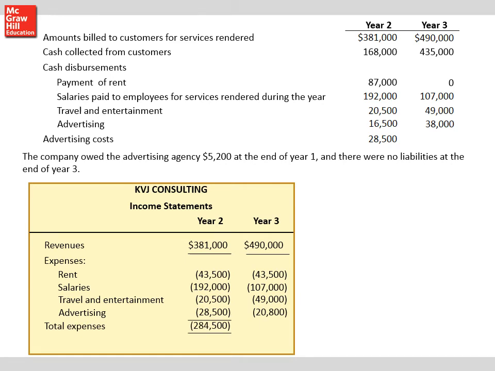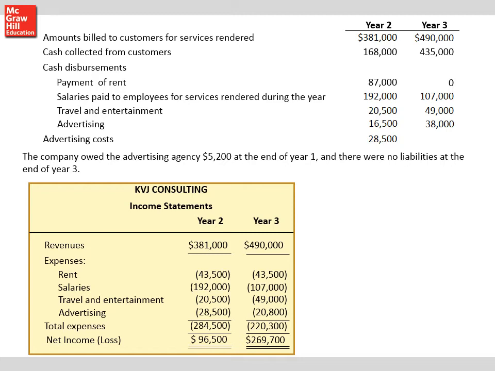After we figure that out, let's add up year 2's expenses and year 3's, and then determine net income or loss. In year 2, we'll take the $381,000 revenues minus the $284,500 in expenses. Net income is $96,500. And we'll do the same calculation for year 3's amounts, resulting in a $269,700 net income or profit. So a little bit more in depth, a little bit more thinking there.